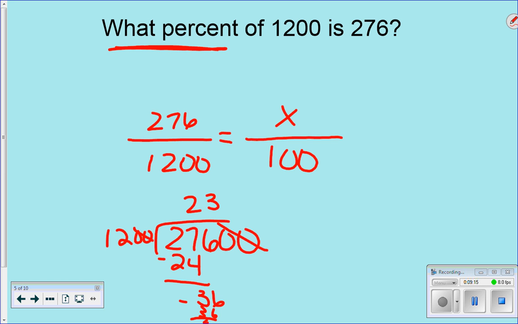So 23. Now listen, what's it asking for though? Percent. So what has to go behind that 23? Percent sign. Yep. So careful with what they're asking for. If they're asking for a percent, they want a sign behind it. So make sure you're doing that.